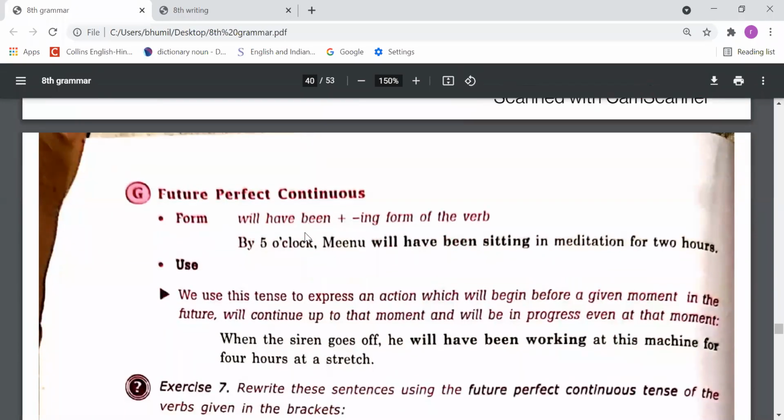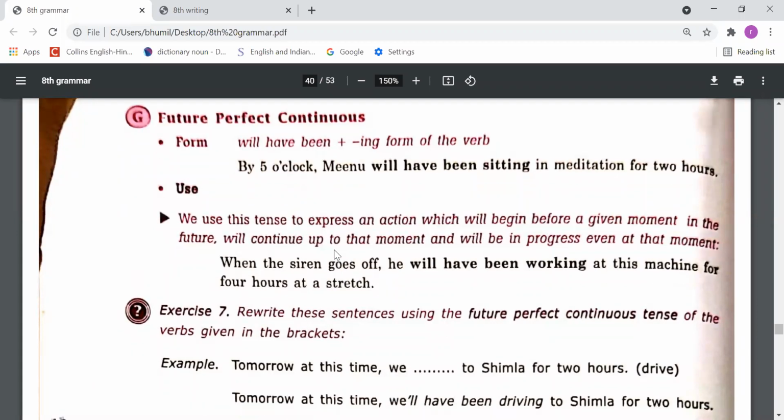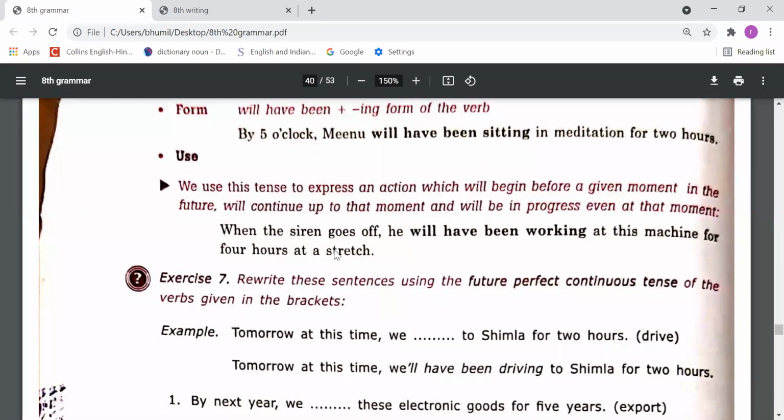Now future perfect continuous tense. Formation: will have been, then the ing form. By 5 o'clock, Minu will have been sitting in meditation for 2 hours. We use this tense to express an action which will begin before a given moment in the future, will continue up to that moment, and will be in progress even at that moment. When something will have been happening in the future up to a particular moment, for those actions we should use this future perfect continuous tense.